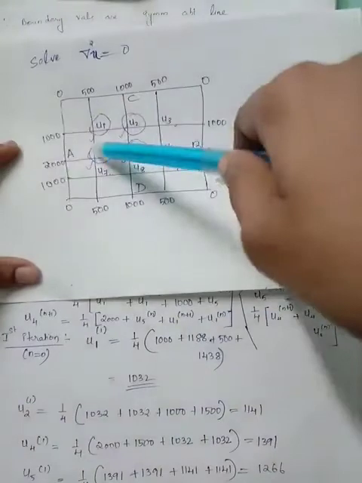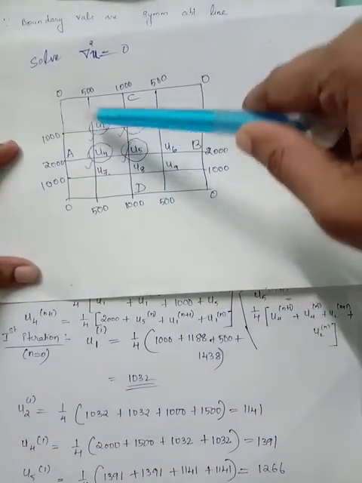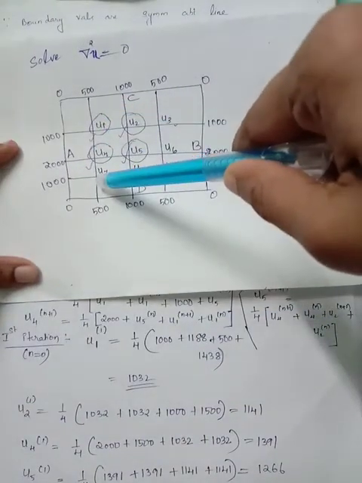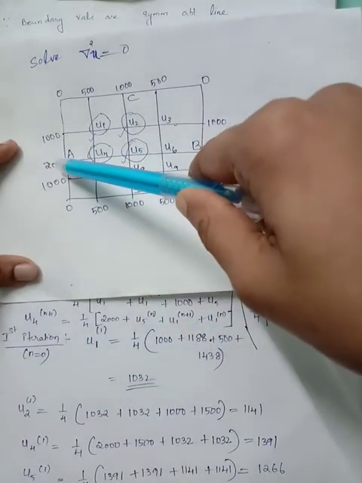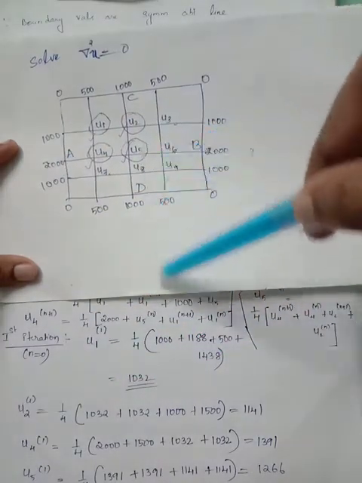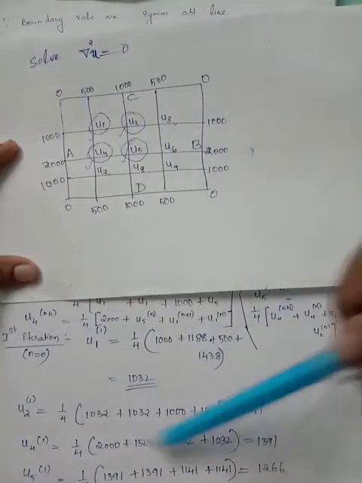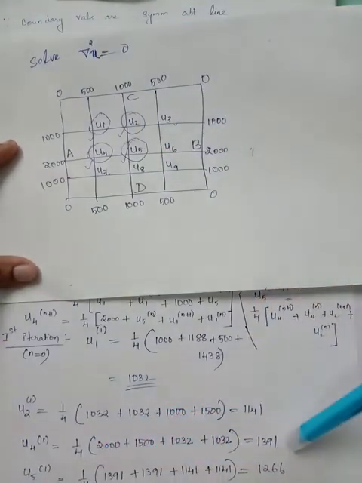To obtain u4, you have to use the new value of u1, which is the same as the new value of u7, that is, you will be using this value 1032. 2000 is the fixed boundary condition. For u5, the value is taken from the previous iteration. You take the sum multiplied by 1 by 4 and obtain the new value.